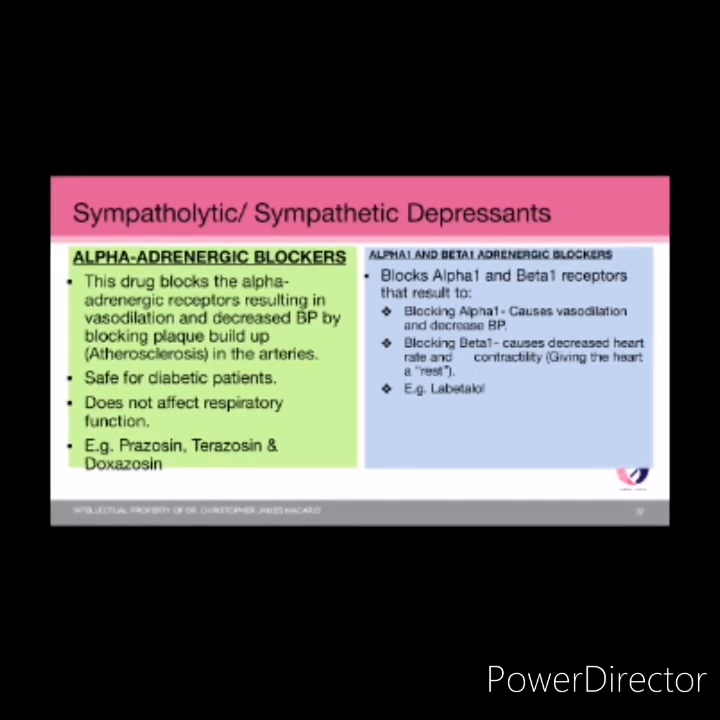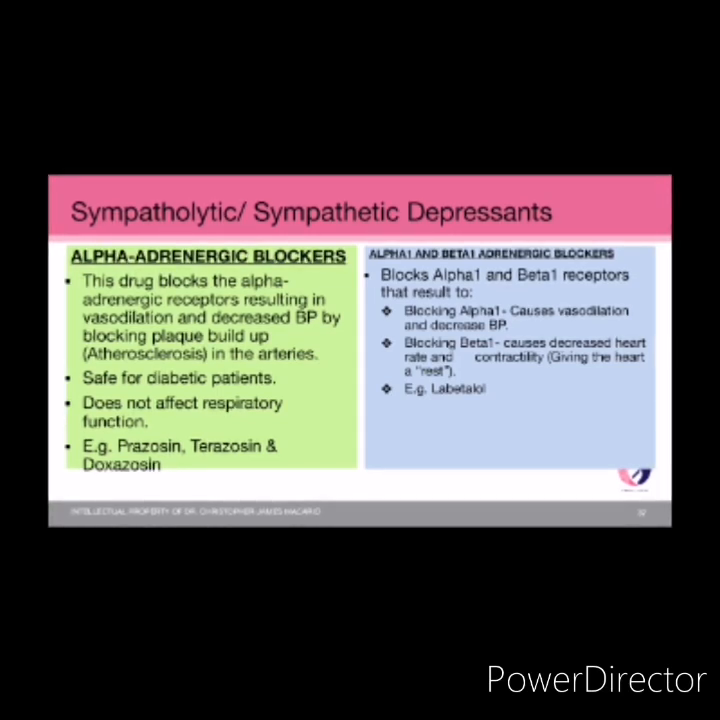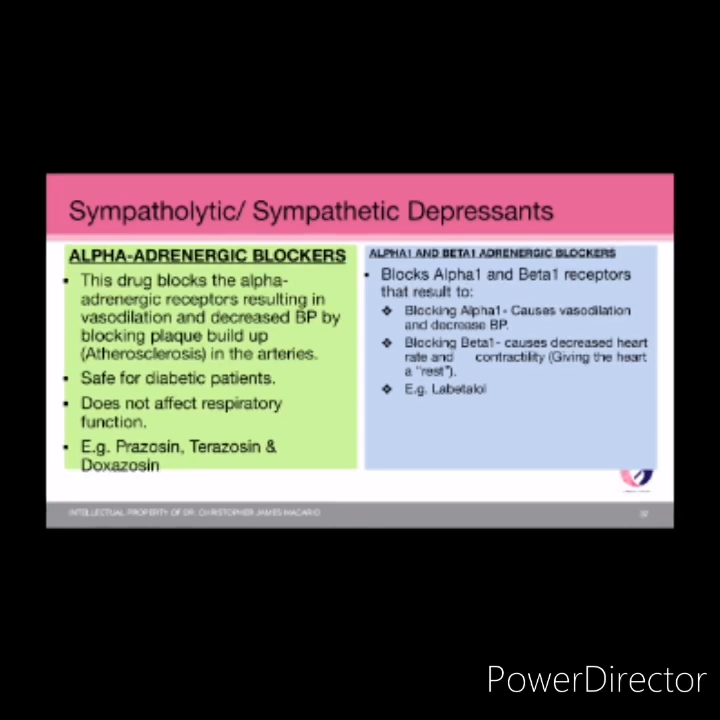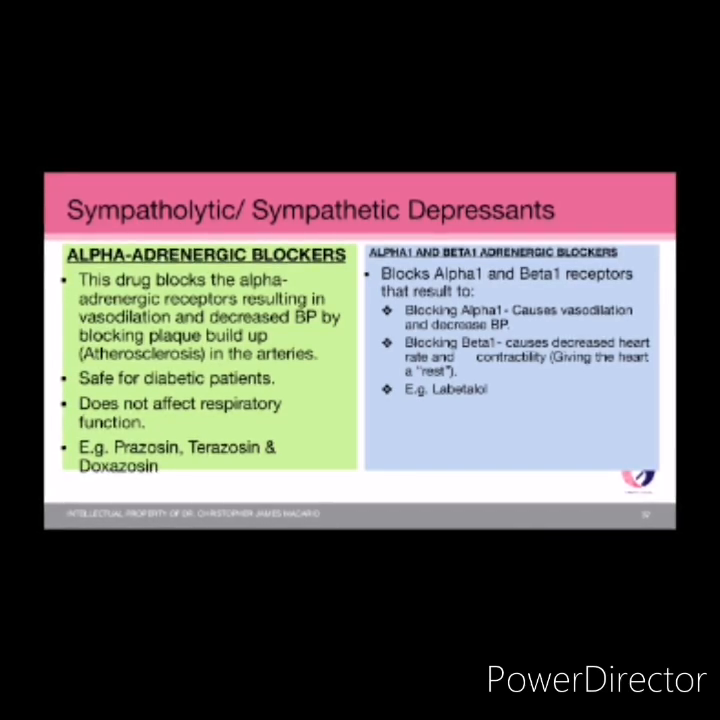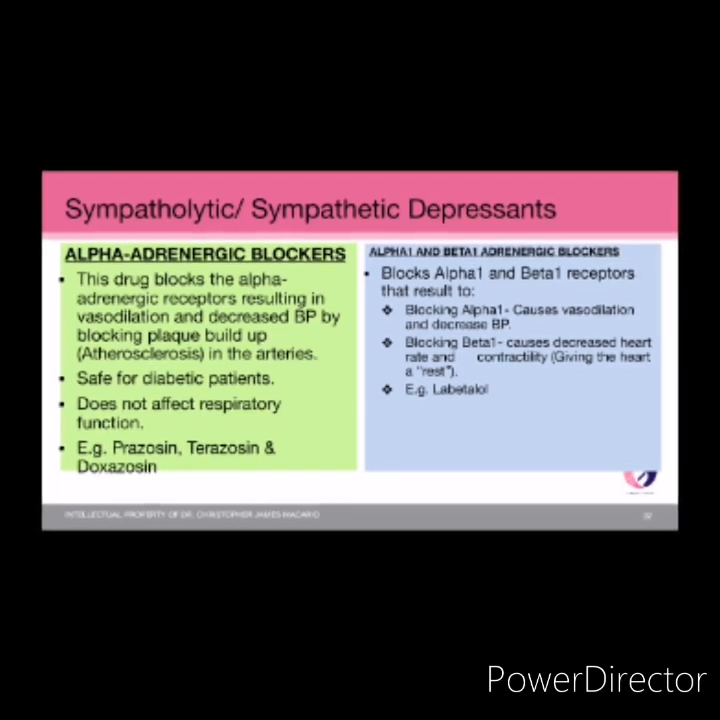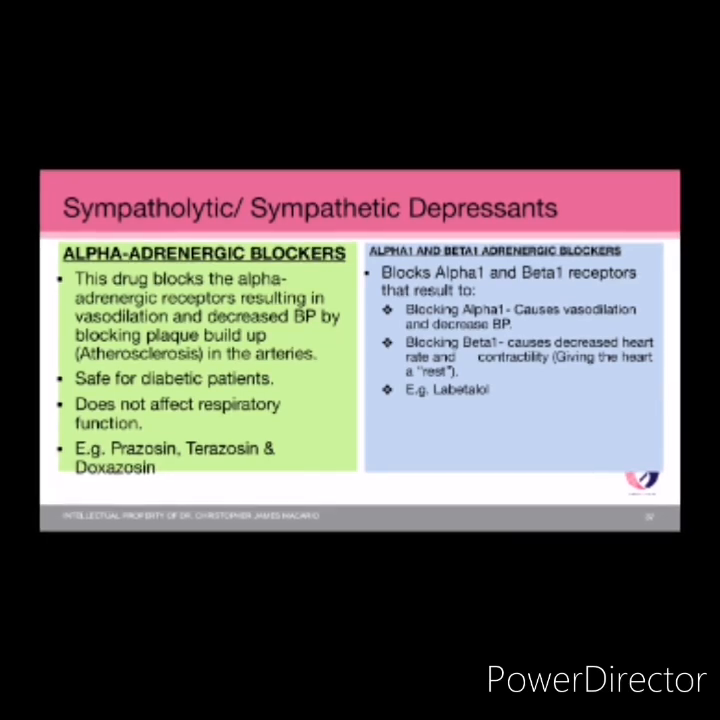Alpha 1 and beta 1 adrenergic blockers block alpha 1 and beta 1 receptors. Blocking alpha 1 causes vasodilation and decreased BP. Blocking beta 1 causes decreased heart rate and contractility, giving the heart a rest. An example of which is your labetalol.